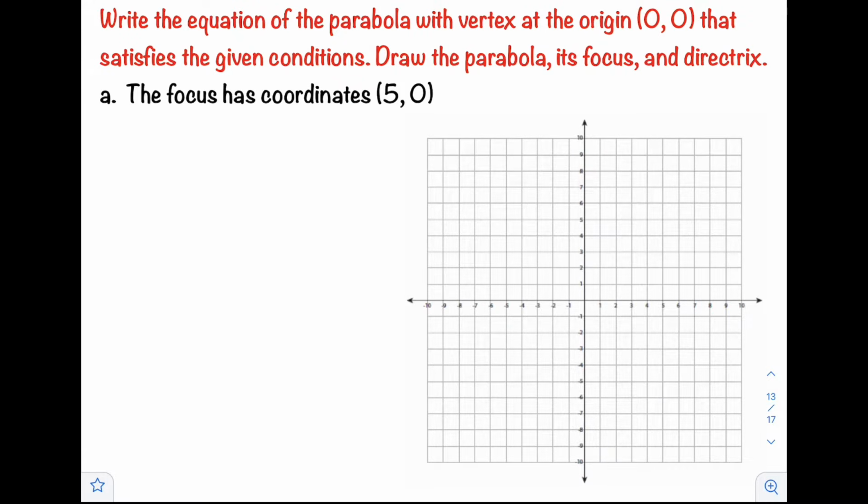Write the equation of the parabola with vertex at the origin (0, 0) that satisfies the given conditions. Draw the parabola, its focus, and directrix. Let's have example letter A. The focus has coordinates (5, 0).